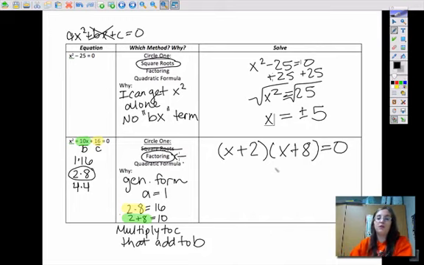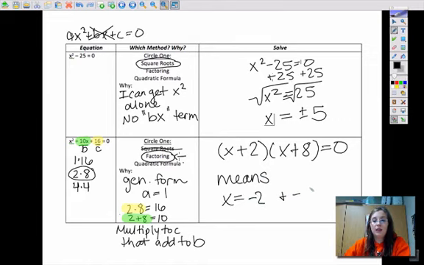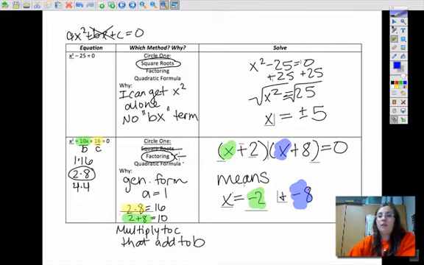And then something that some of you forgot was that once you have your factors, you also have to tell me what that means. That means that the solution for x is negative 2 and negative 8, because remember that we're looking for the values that we can plug in for x that will make the whole product here 0. Negative 2 will make the first part of the product equal to 0. And then negative 8, if I plug that in there, will make the second part of the product equal to 0.